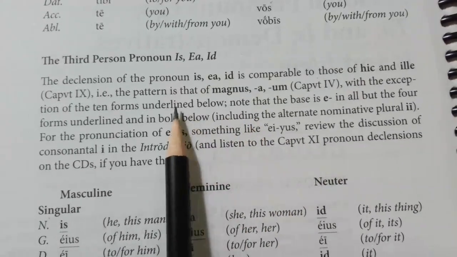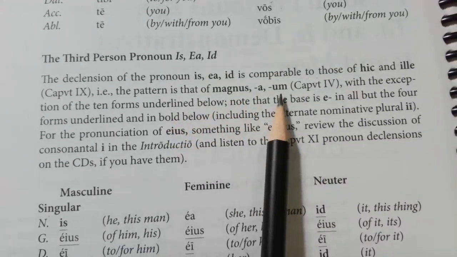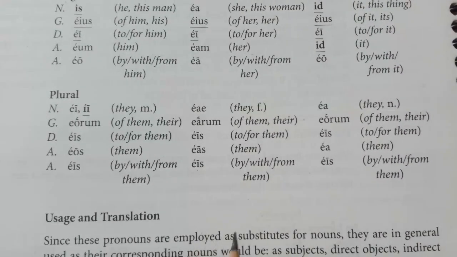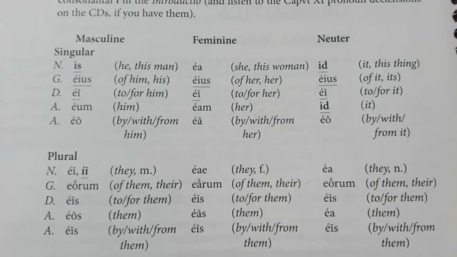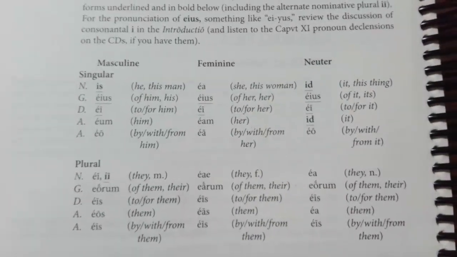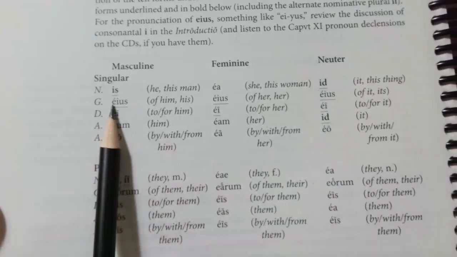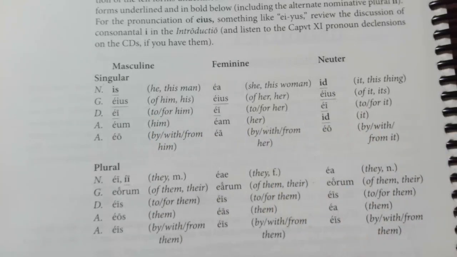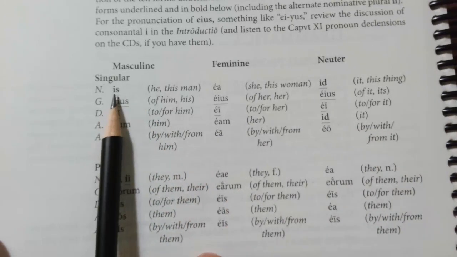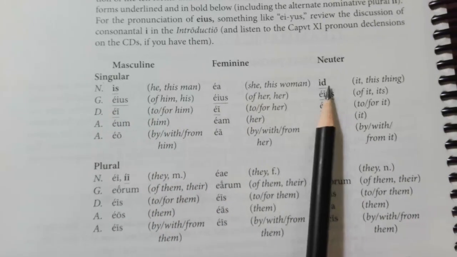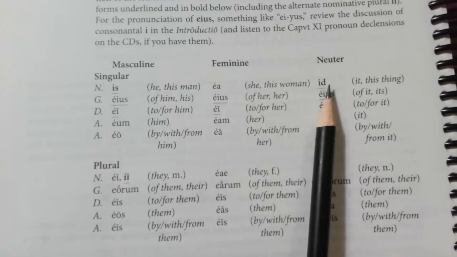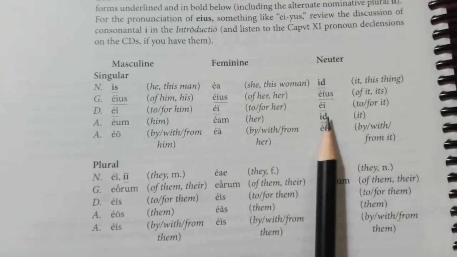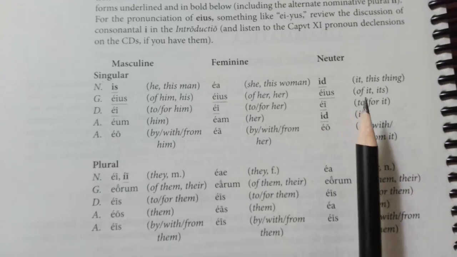So they say the pattern is that of magnus, magna, magnum. Yeah, it is, especially if you go to the plural, right? Basically, the root of this word is e, the English letter E, right? You see it here: e, e. I won't bore you and go through the whole thing, but everything is going to be e. The only place where that is different is in the nominative singular masculine is, and then id in the nominative singular neuter, which of course is going to be mirrored in the accusative singular neuter, right? But everything else is e.